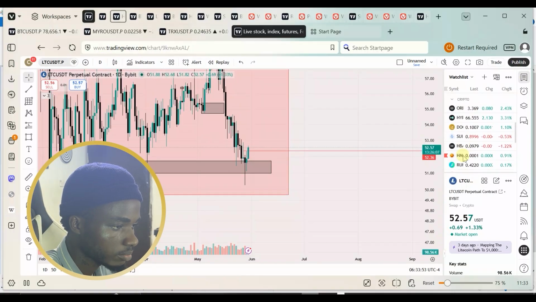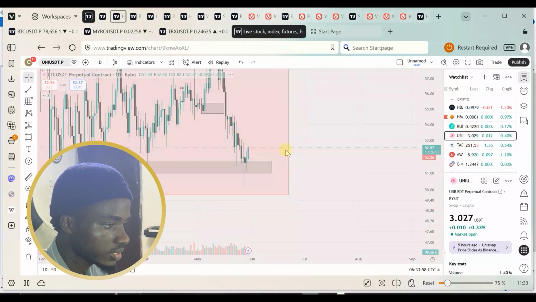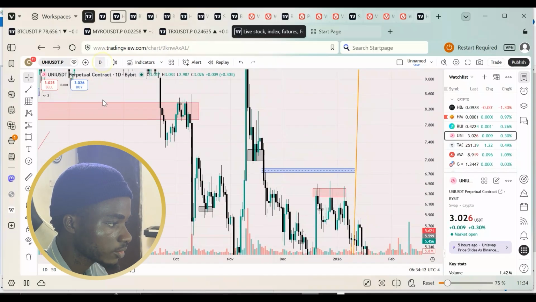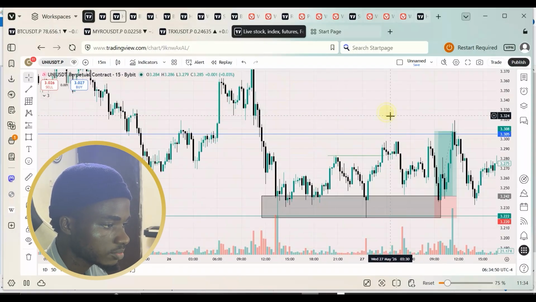First of all, I took a particular trade on Uni using this strategy. So let me break that down for you guys. I took it, so I'm going to go straight to 15 minutes. This was a trade that I took with this particular strategy. Now let's break it down.